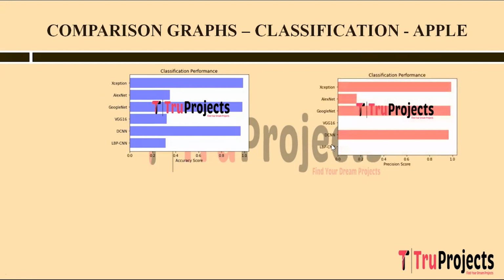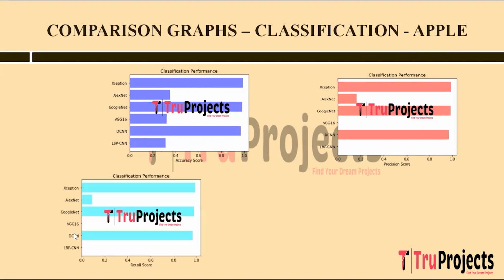This is precision scores comparison graph. In this graph on x-axis I have precision scores and on y-axis I have algorithm names. Precision measures the accuracy of positive predictions, indicating how many predicted positives were actually correct. This is recall scores comparison graph. In this graph, on x-axis I have recall scores and on y-axis I have algorithm names. Recall measures the ability to identify all relevant instances, showing how many actual positives were correctly predicted.